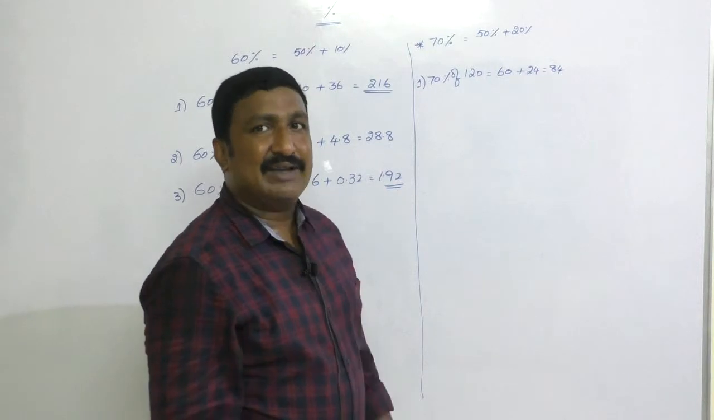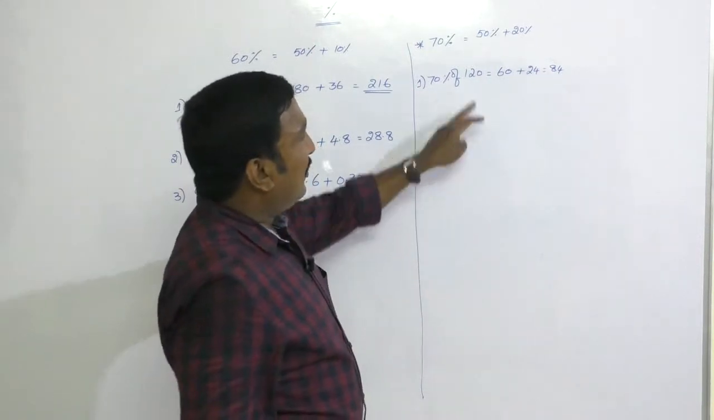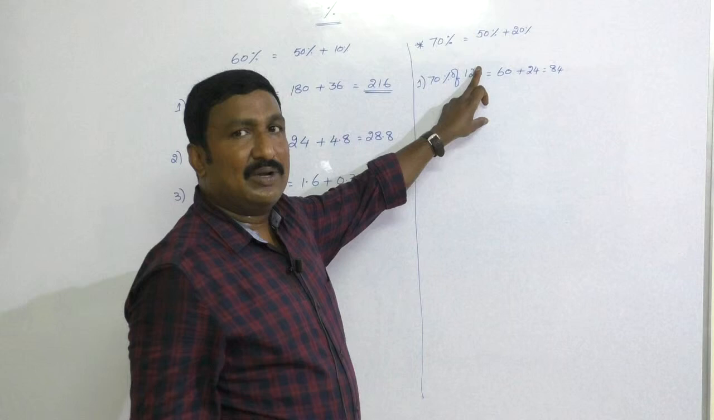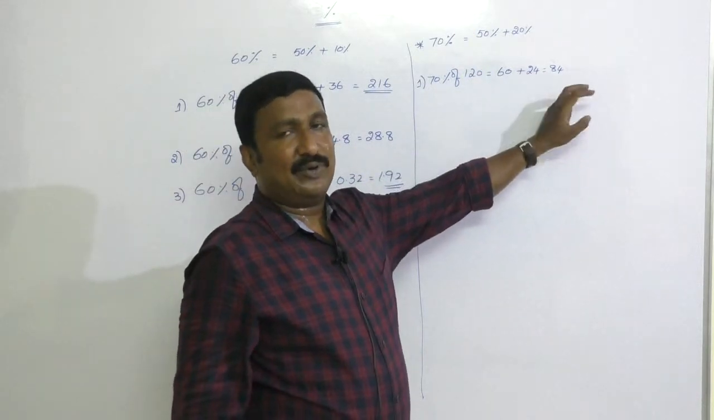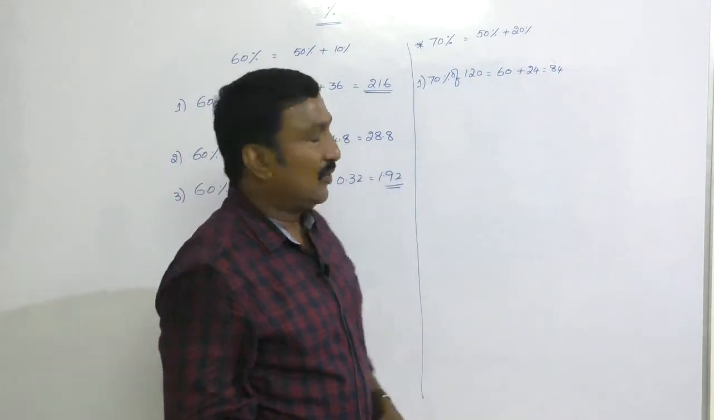Or we can write 7 times of 10%. What is the 10%? 12. 7 times 12 is equal to how much will it come? 84. Like that also we can calculate, right?